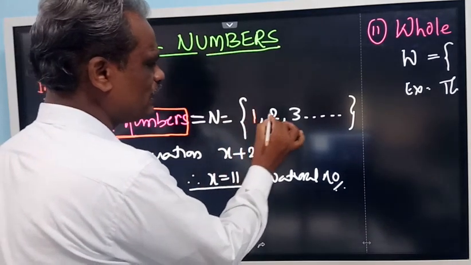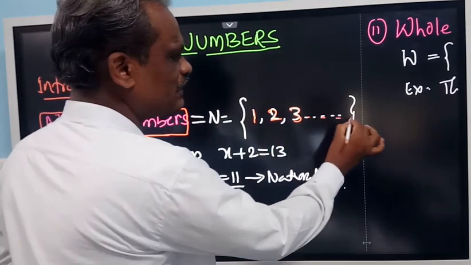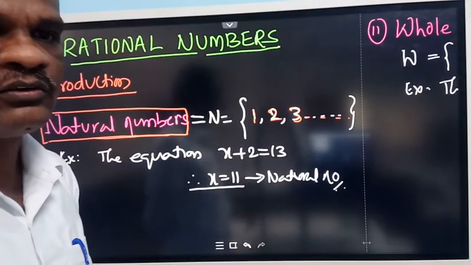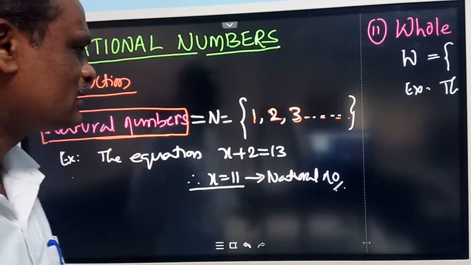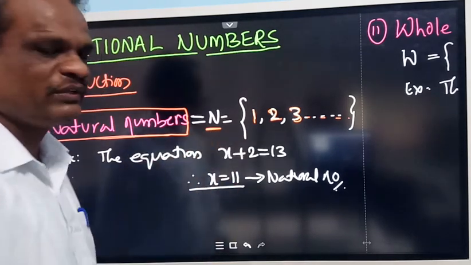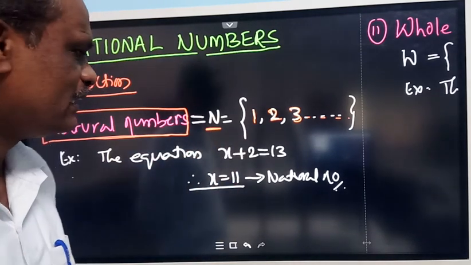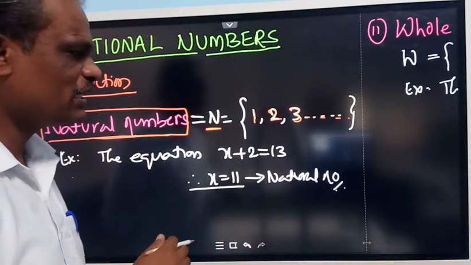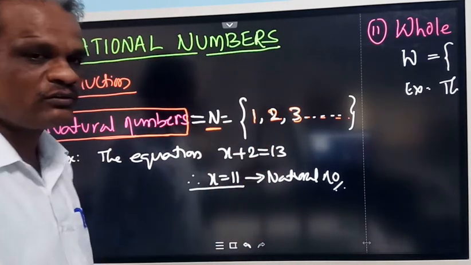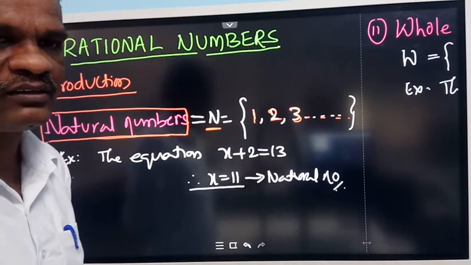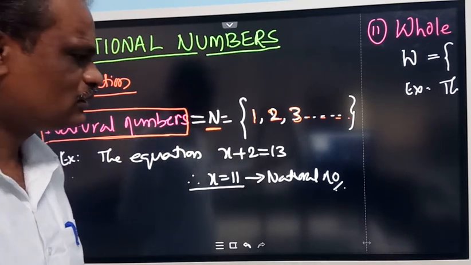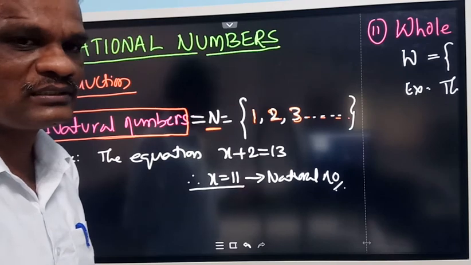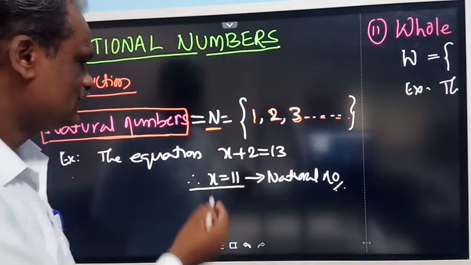That includes 1, 2, 3, like this. These are all called counting numbers, also called natural numbers. The symbol we use to represent the natural numbers is N. In our daily life, we use this for counting the cattle, counting the weight, counting the trees. So many places we are using it. That's why it is also called counting numbers. So here is an example.